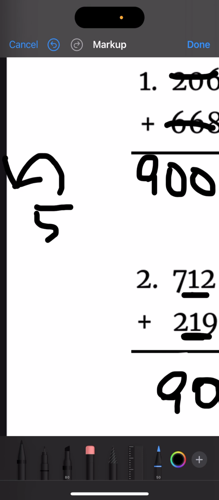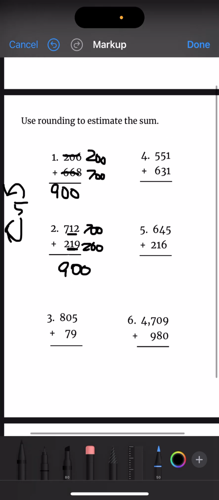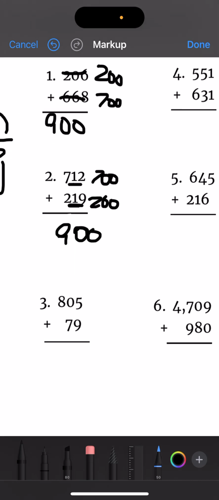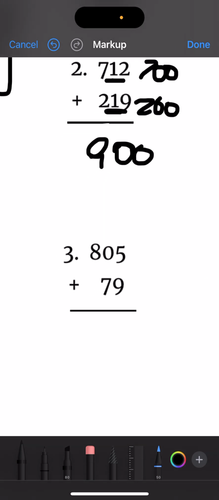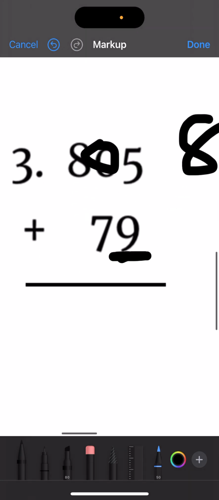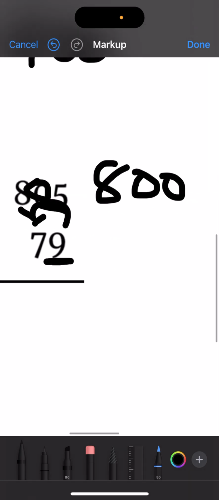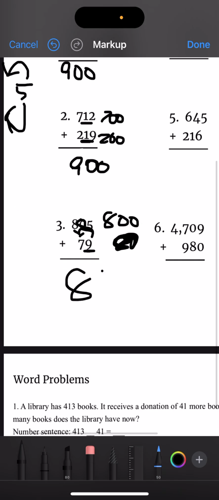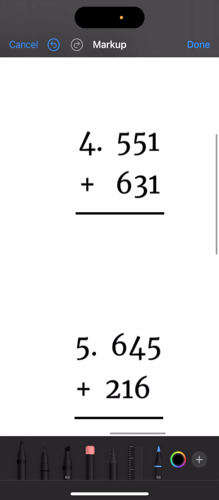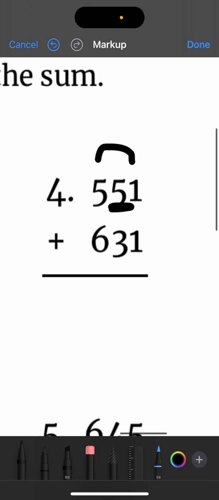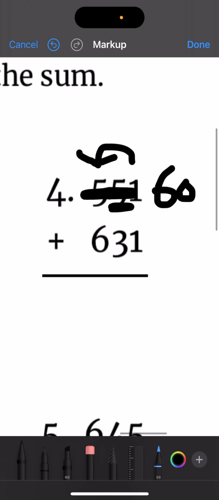Okay, so before we move on, if any number is 5 or greater, it moves up. If it's 4 or less, it moves down. Sorry. So this 800, because it's 0, it would move down or stay the same. So that would be 800. And 79, 9 is above 5, so it would move up, which makes it 80. So this would be 880.